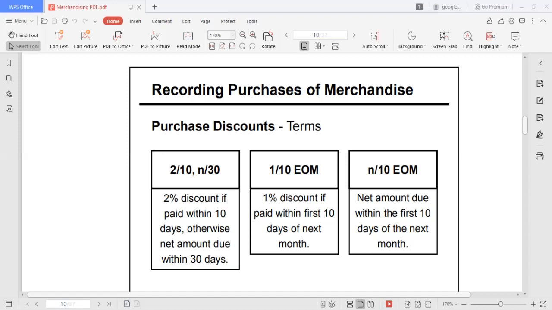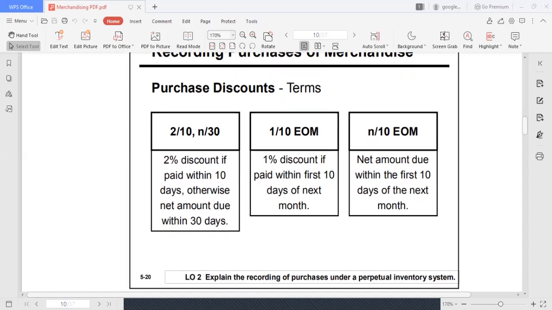So ang tinitingnan natin dito is end of month ng kung kailan ka bumili. Okay. Tapos, bibilang ka ng 10 araw after ng end of month na yon. Ito namang pangatlo, net amount due within first 10 days of the next month. So, same. Ganun din. Yung net amount kailangan mong mabayaran within first 10 days of the next month. EOM is end of month.